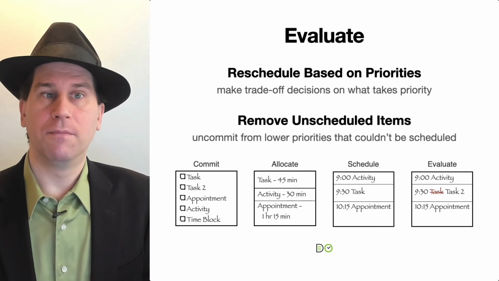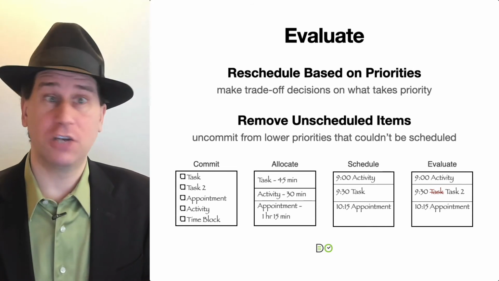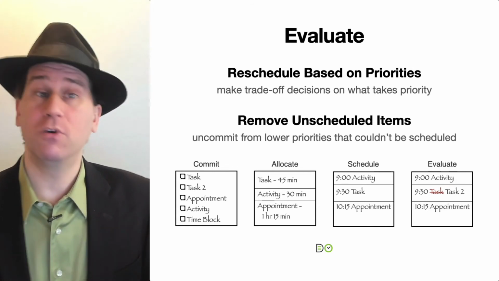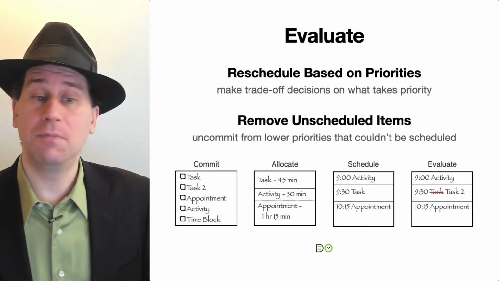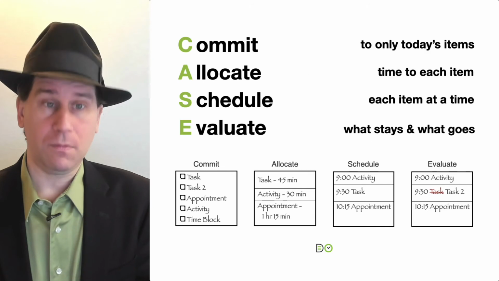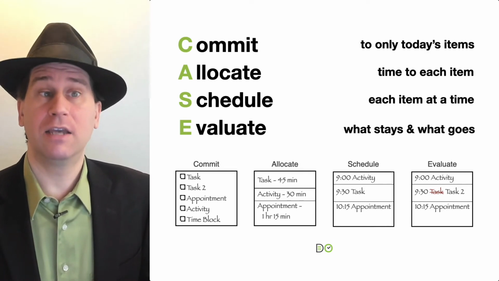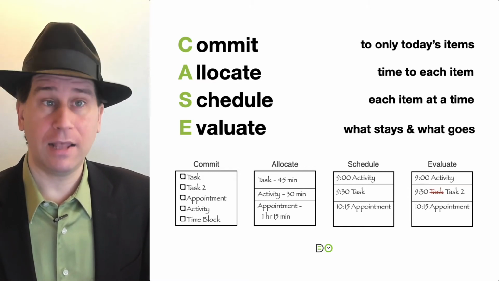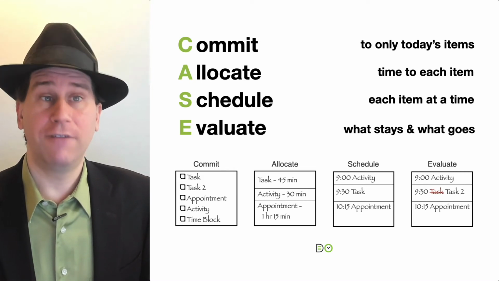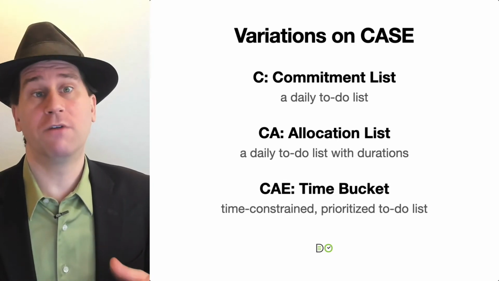Now, if you wind up being an overachiever and you get through your schedule with time to spare, you can always go back and look at those lists and add them back in, but it's best to keep them away for right now. Okay, so again, the CASE process is commit, allocate, schedule, and evaluate. Commit to only today's items, allocate time to each, schedule each into a time slot, and then evaluate what stays and what goes. So let's talk about a few variations of CASE.